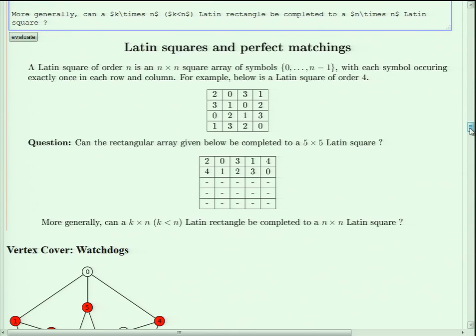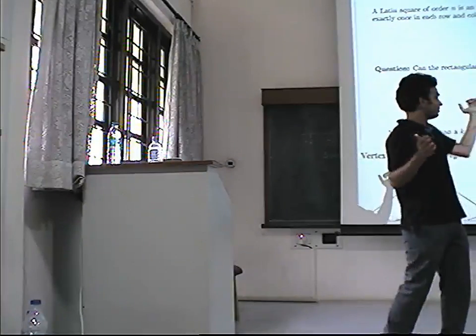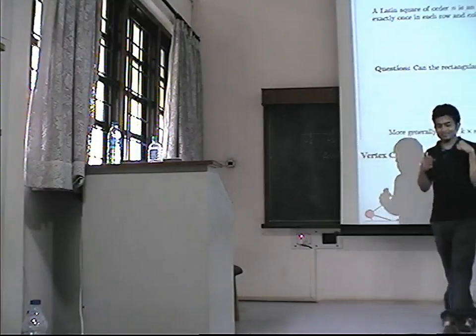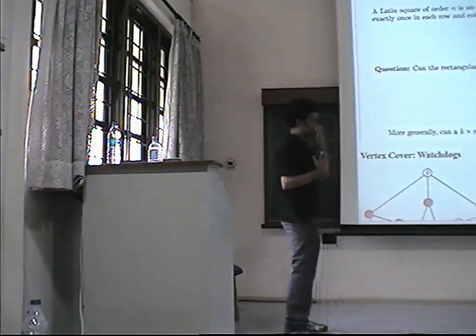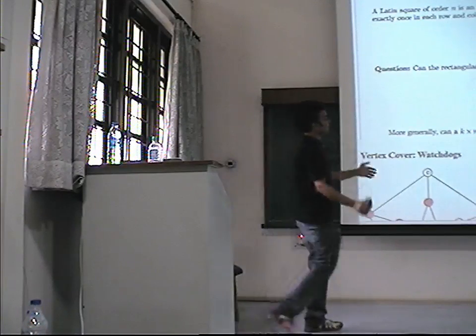Another problem is somebody gives you a partially filled Latin square like this. It's 5 cross 5, he fills 2 or 3 rows, and then he says, can you complete it? He has filled it correctly up to that point, as in nothing is repeated in a row or column up to the point he has filled. The question is, can you complete this to a full Latin square?